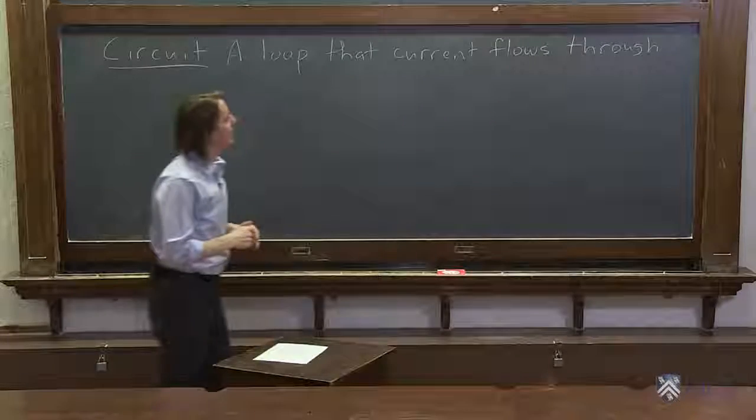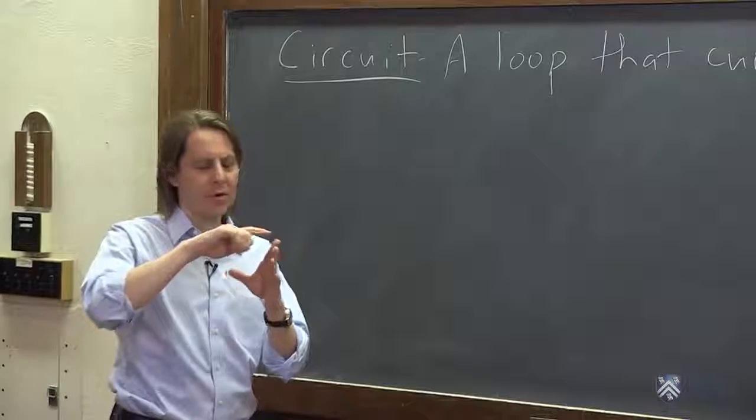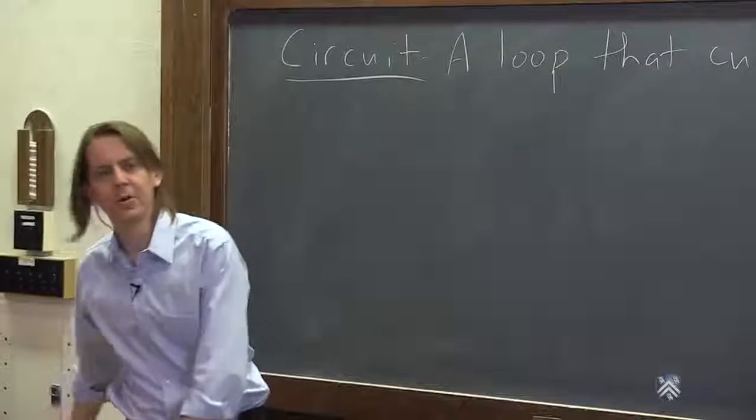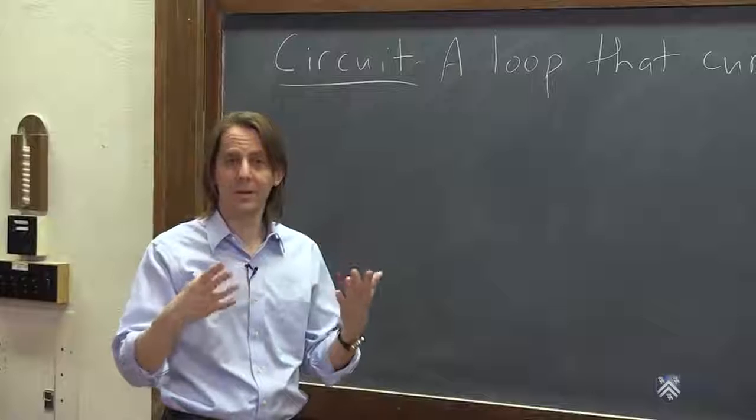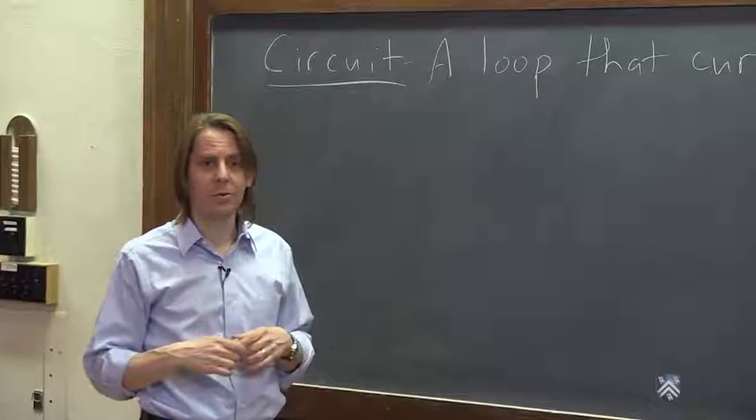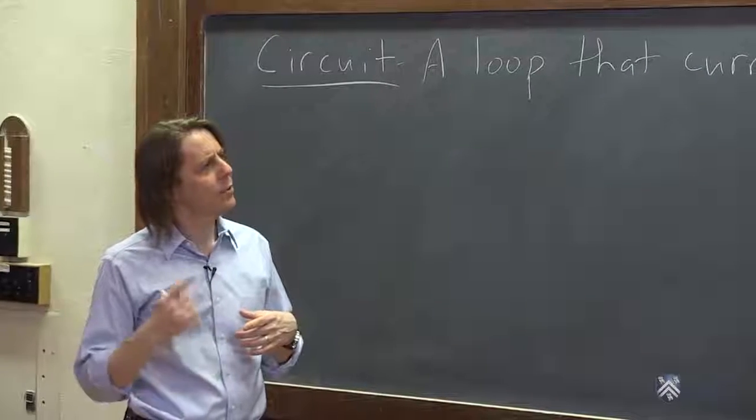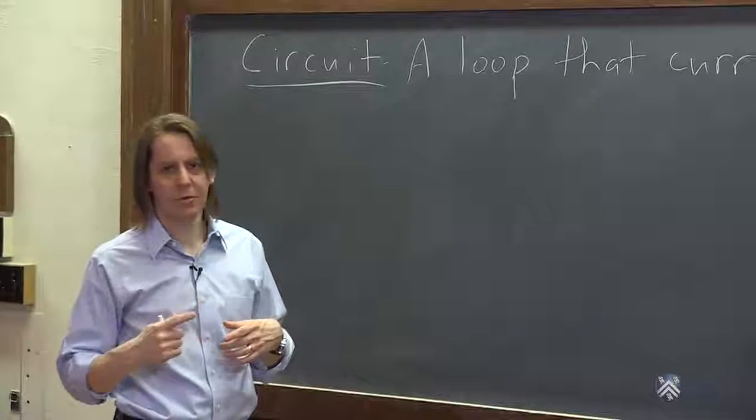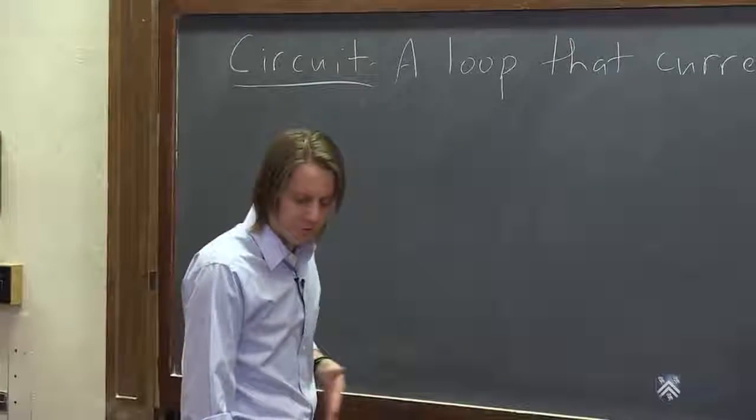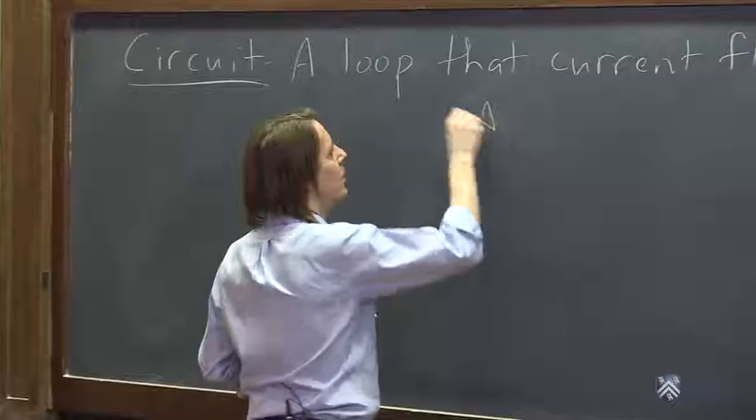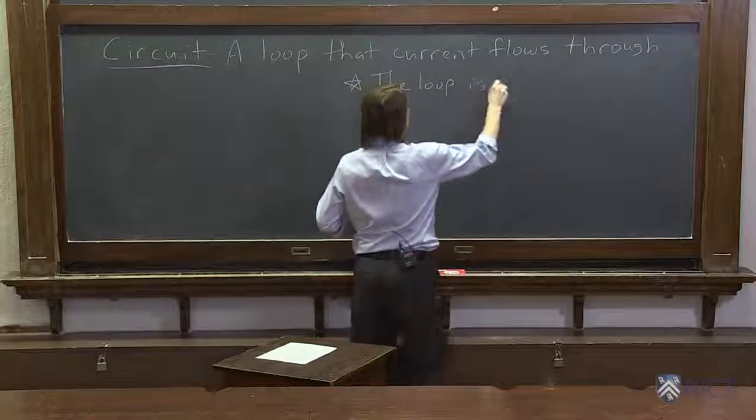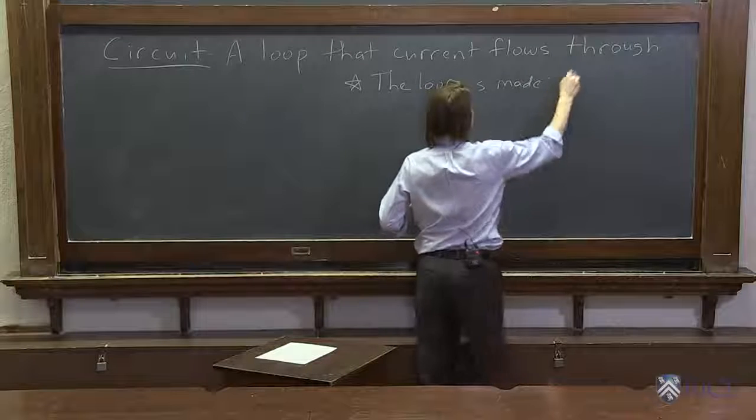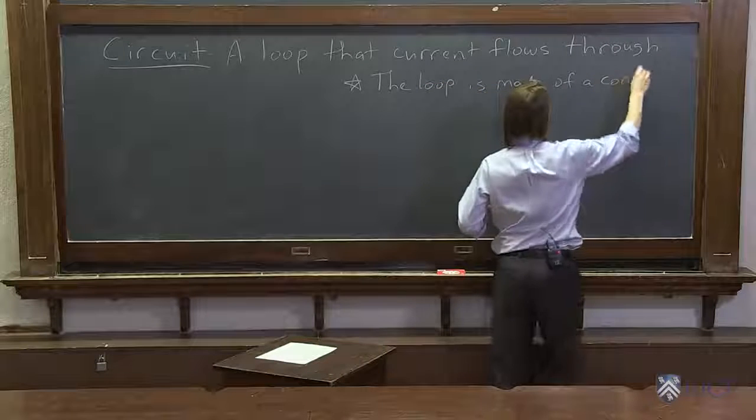Okay? It has to be a loop, right? Because current can't just fall out of a circuit and spill on the ground, right? The current has to stay in the circuit. So that's why it fundamentally has to be a loop. And if current is going to flow through it, you probably want to make it out of a conductor, right? Current doesn't flow well in insulators. They have a very large resistance. So let's start by saying the loop is made of a conductor.